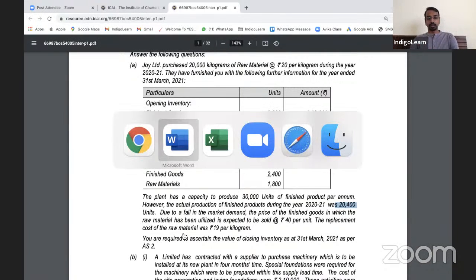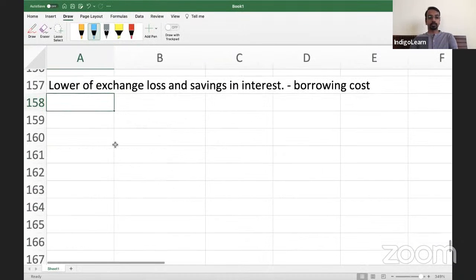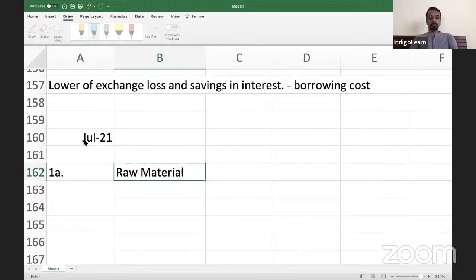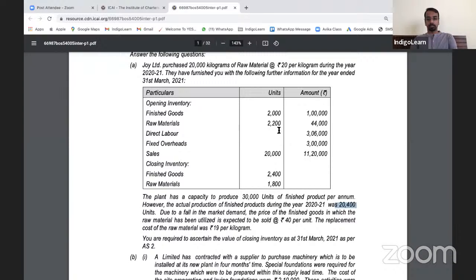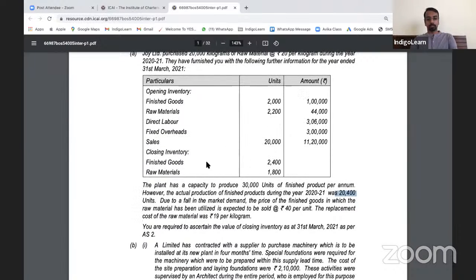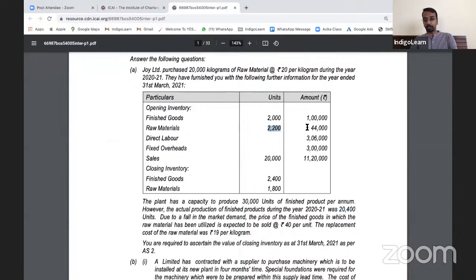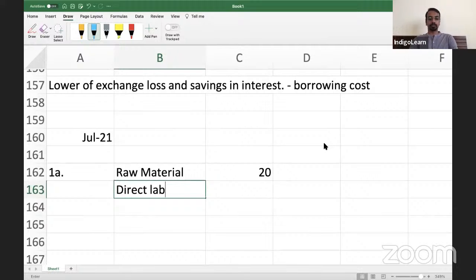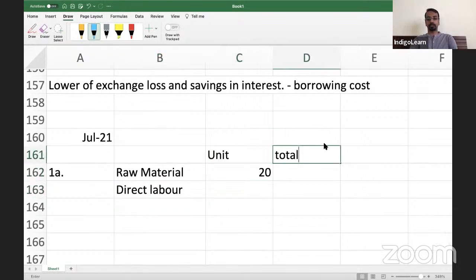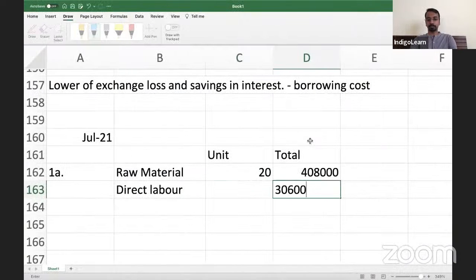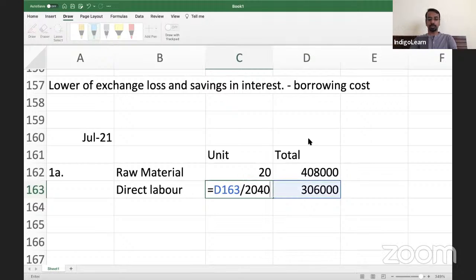So now here, what is the raw material cost? Raw material cost is 20 per kilogram. Okay. And in the past also they have been purchased at 2,200 into 20. So no complication there as well. Okay. Direct labor is 3,06,000. You can add the total. This multiplied by 20,400, that is what is produced. Direct labor. What is the direct labor? 3,06,000. So if it is 3,06,000, how much is it per unit? This divided by 20,400.